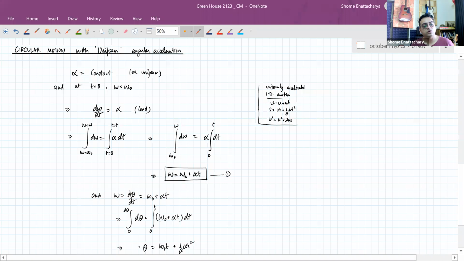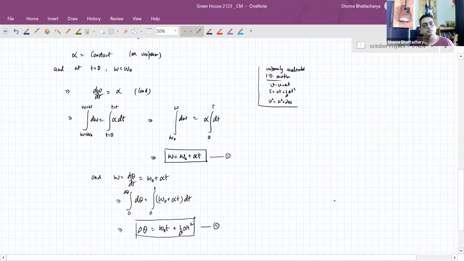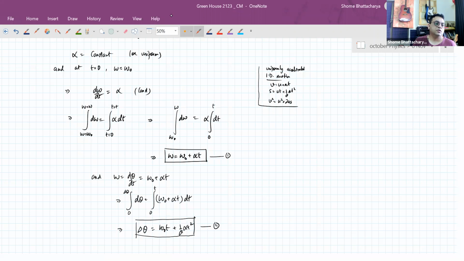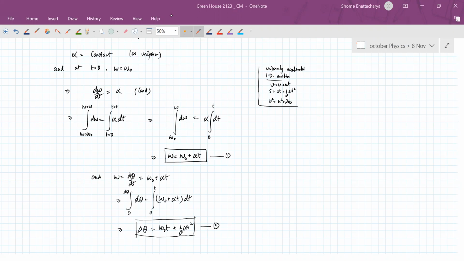So this is the second equation, which corresponds to the second equation for uniformly accelerated 1D motion, which was S is equal to ut plus half at square. Okay, and the third equation we can correspondingly get like this.